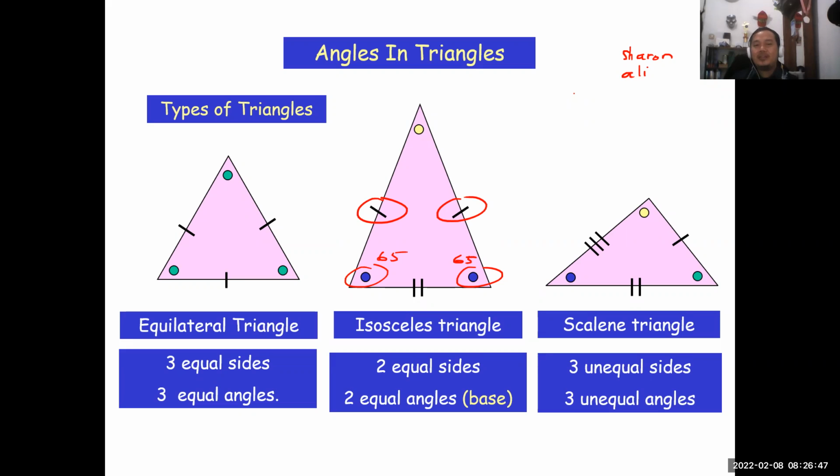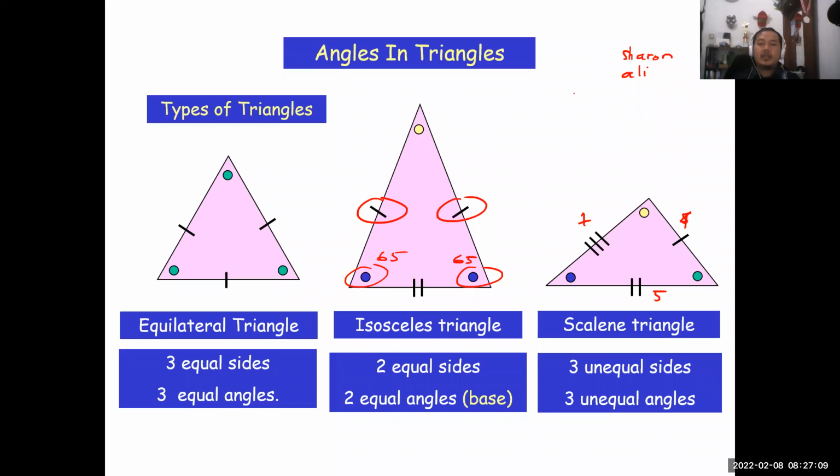So it has 3 unequal sides. It means that it doesn't have any equal sides. So let's say for probably 7 centimeter, maybe this is 5, so this is let's say it's 4 centimeter, this is maybe 5, right? We don't know, but all of the sides are going to be different. All of the side length are going to be different.